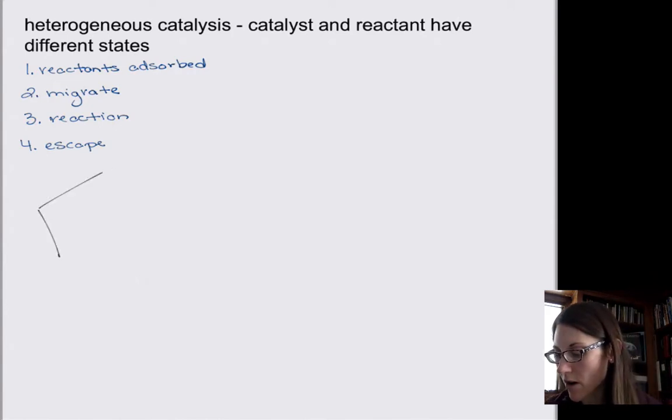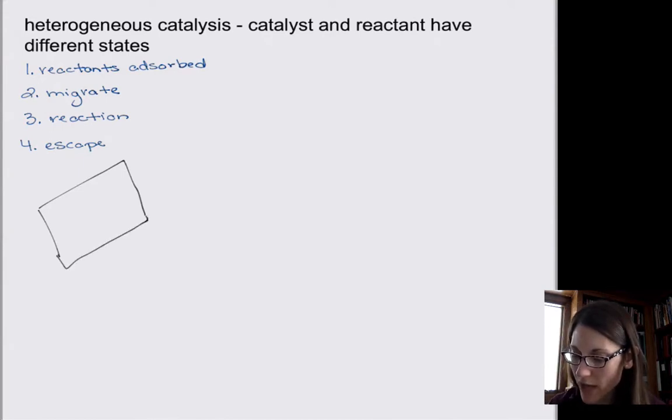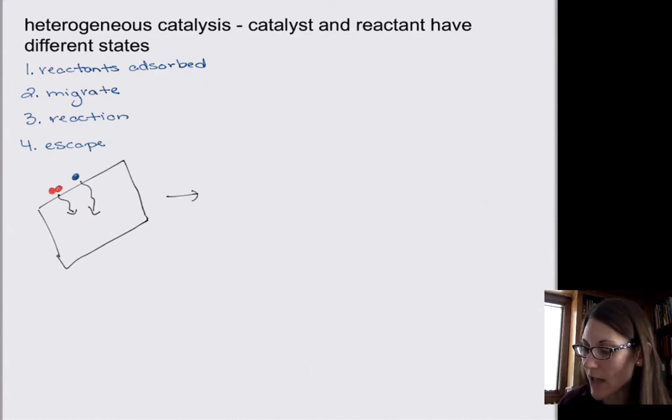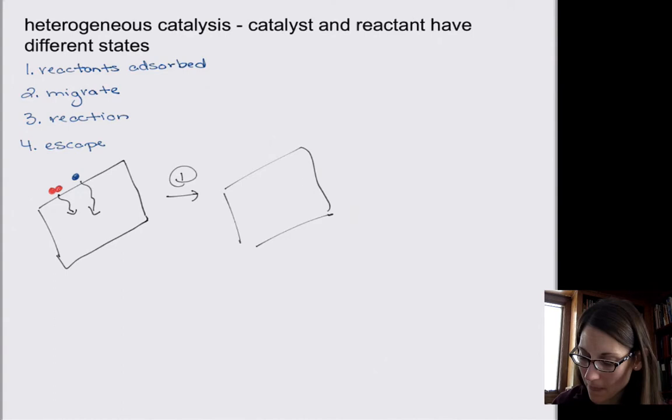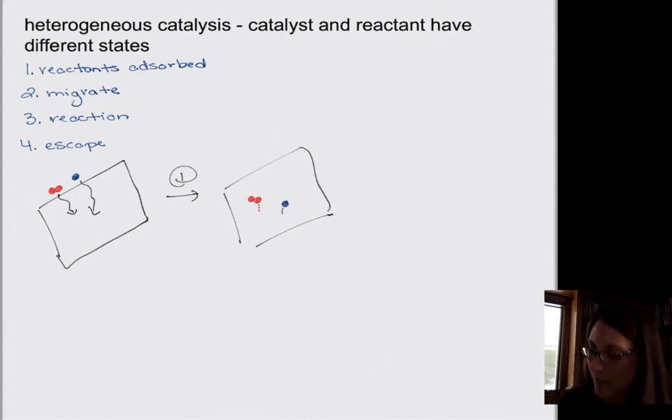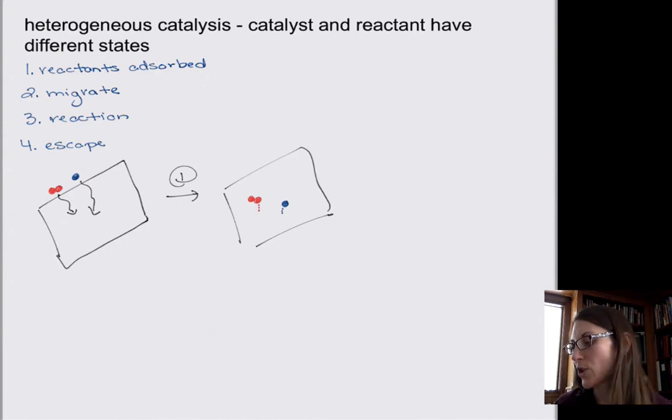So if we imagine our metal surface, initially we have some reactants that are present, and the first thing that's going to happen is that they are going to come down to this metal surface and they're going to be adsorbed on the metal surface. Once they've been adsorbed on the surface, they're going to be able to migrate throughout the surface in order to come into contact with one another.